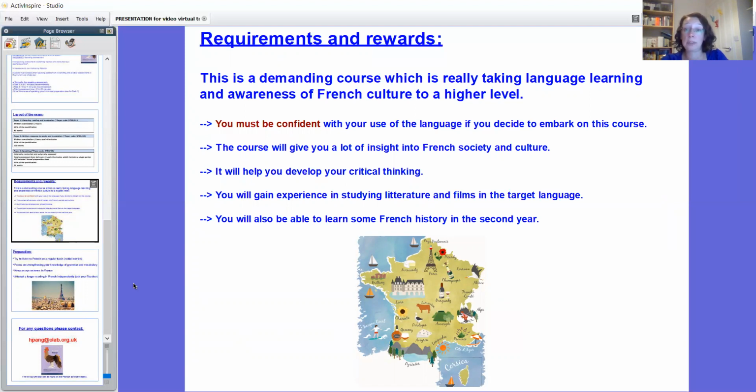It will give you a lot of insight into French society and culture, which is a really interesting part of the course. It will help you develop your critical thinking, which is really useful for university, whether you study languages or anything else after that. You will gain experience in studying literature and films in the target language, and you will also be able to learn some history. So it's actually a very varied course. There are a lot of different things in there that you will be able to tackle within those 2 years.